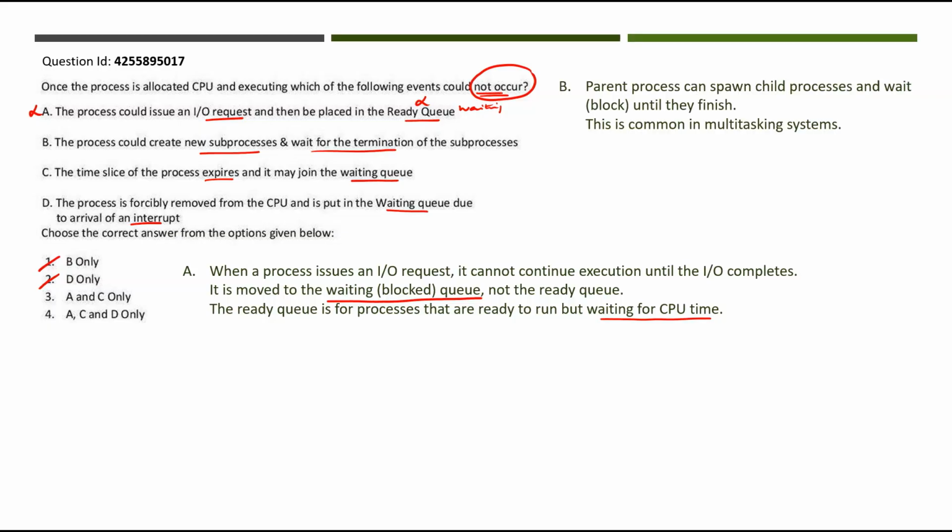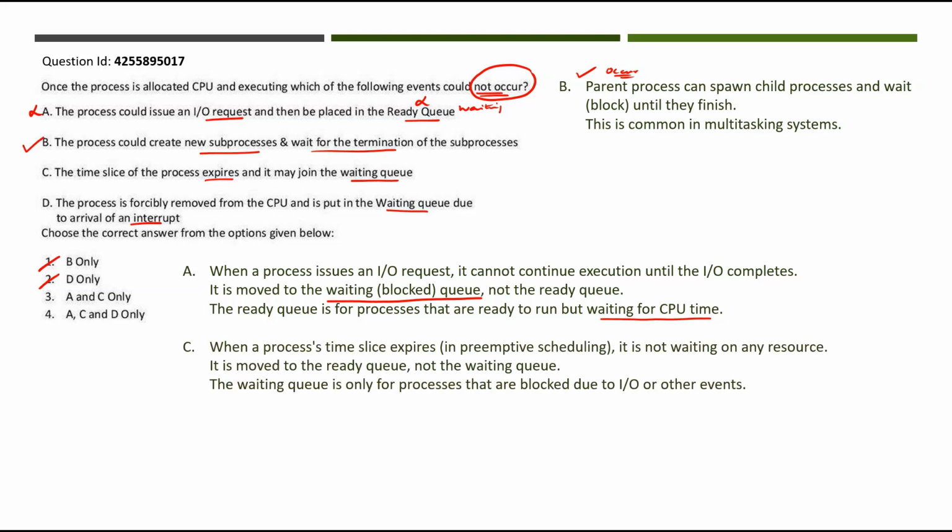Next, B. Parent process can spawn. Spawn means it can create child processes and wait until they finish. This is common in a multitasking system. So B is definitely true. In this question, B cannot be taken as the answer. So I am just marking right and wrong and then we will go with the options later.